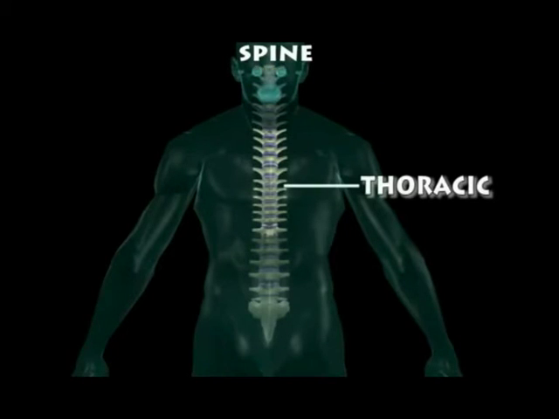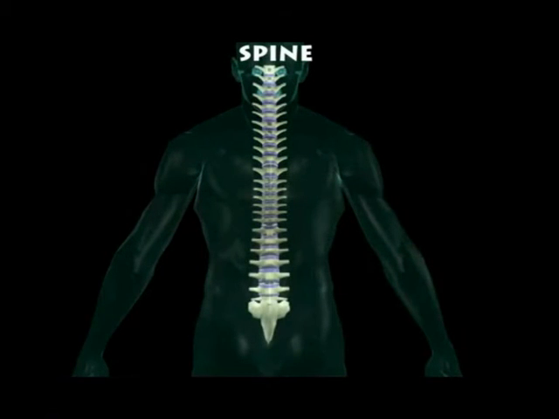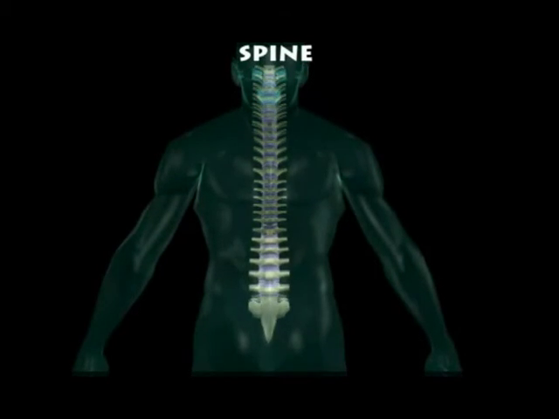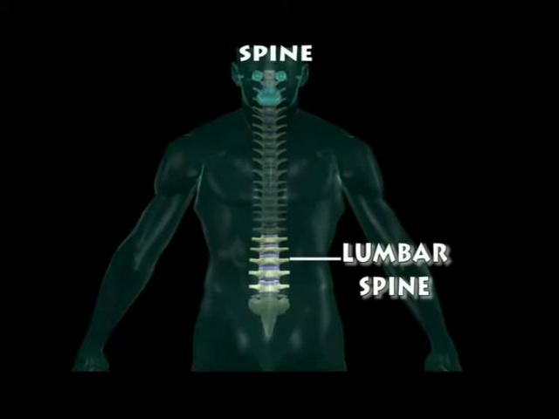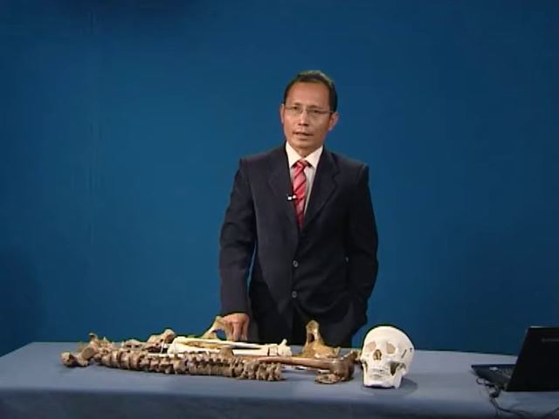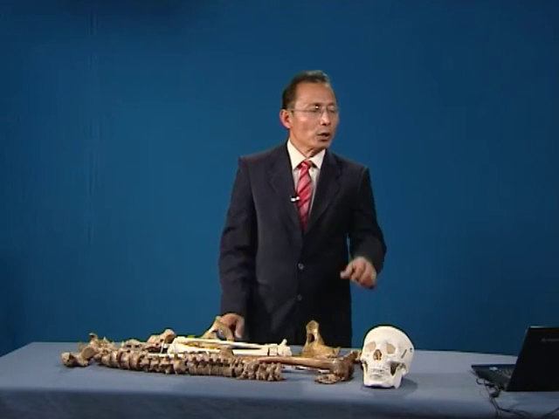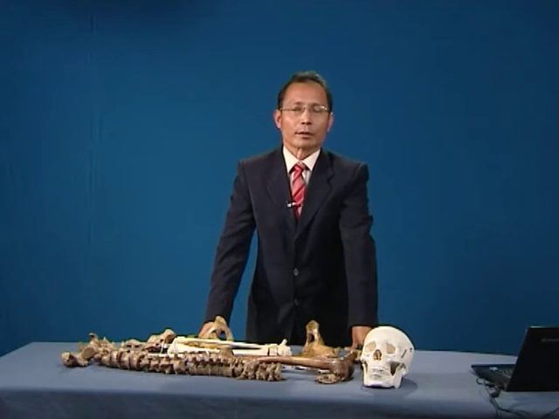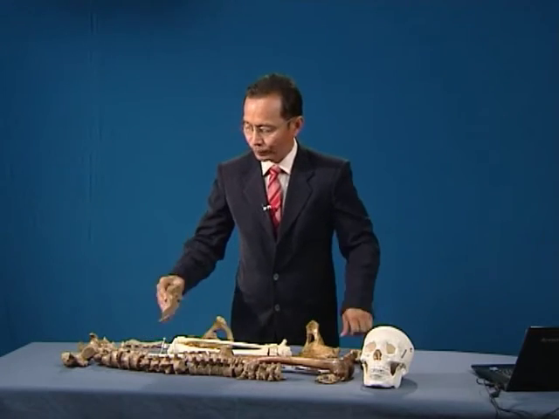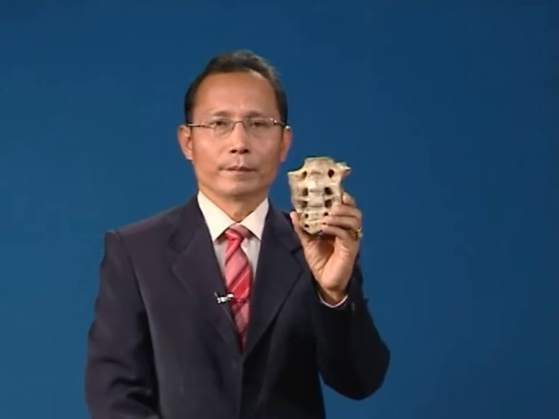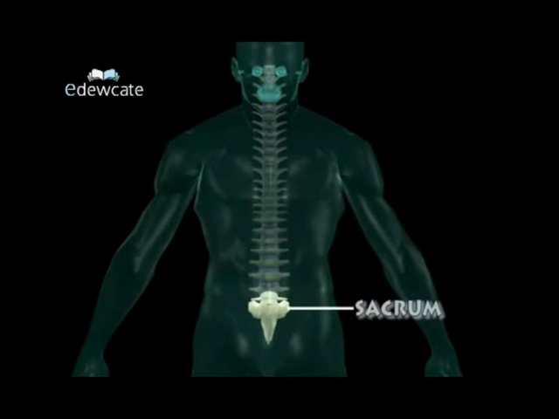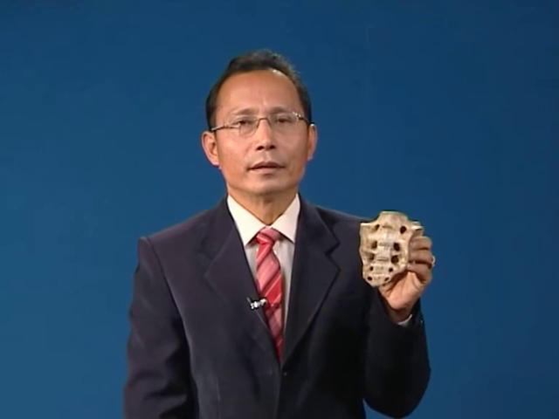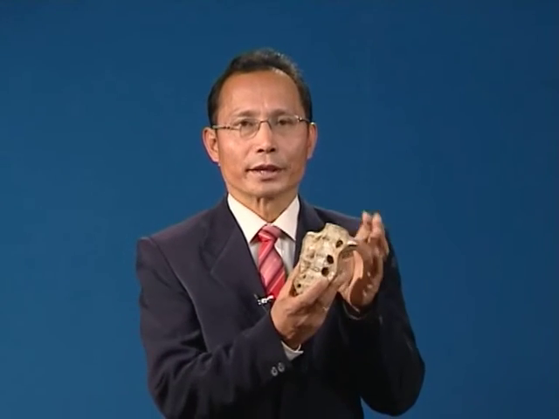And in the thoracic region, there are 12 vertebra. Below the thoracic region, there is the lumbar region, and the lumbar region has 5 vertebra. Then after that, we have the sacrum. This is the sacrum. This has altogether 9 bones fused together.